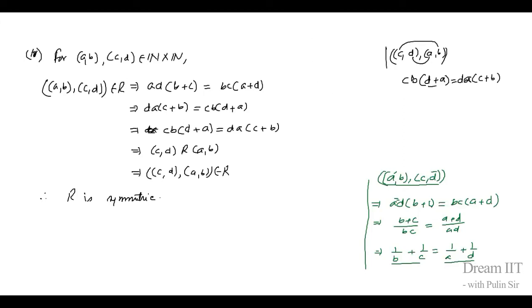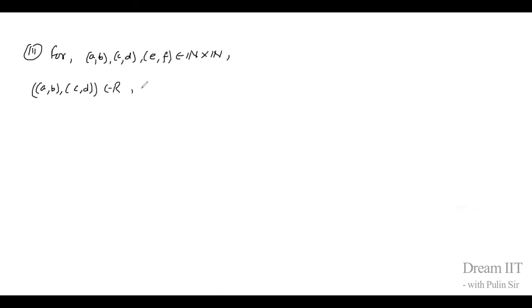Yes, I'm moving. Now you see. This we are going to use for transitivity. For A comma B, C comma D, and E comma F belongs to N cross N, I should start with two elements group like this. This is related. This belongs to, we should start with this. And then this should relate to EF.